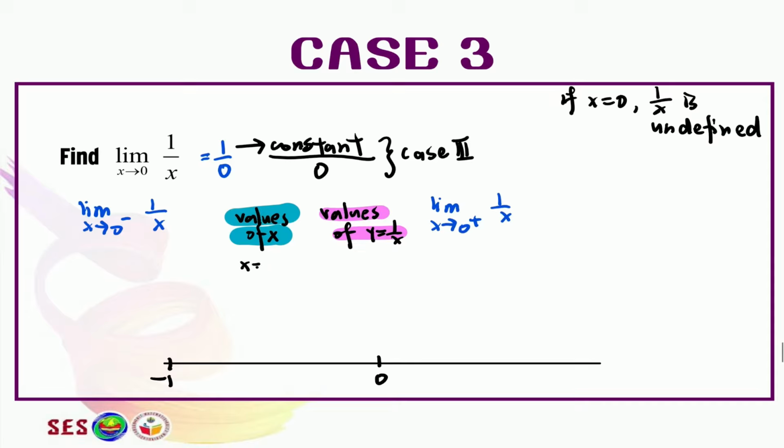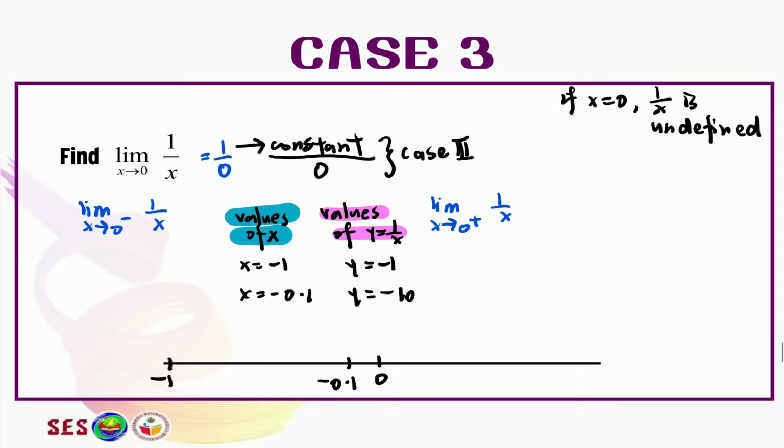If we substitute x equals negative 1, y would be negative 1. But the value x equals negative 1 is not close enough to 0 from the left. So let's use another value of x that is closer than that. Say x equals negative 0.1. And if we substitute x equals negative 0.1, the value of y would be negative 10. But for limit, we need to get very close to 0 from the left. So let's use another value of x that is much closer than negative 0.1.